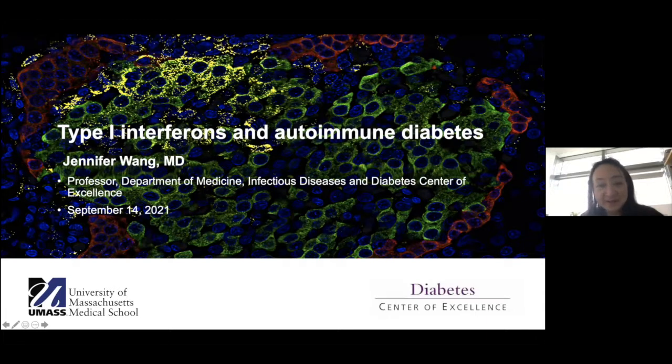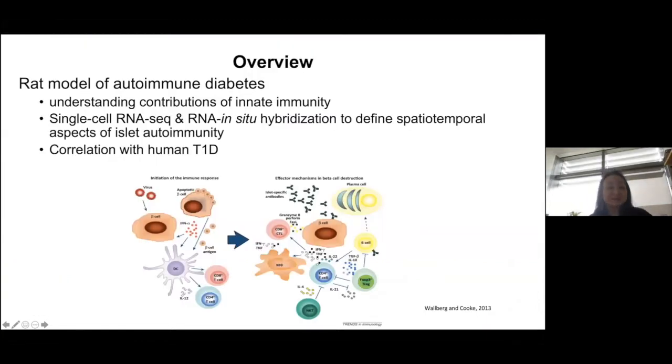So this first image I put up here is a rat pancreas in the pre-diabetic stages, and it's RNAscope, RNA in situ hybridization. And you can see the green here is insulin, and in this case, the yellow is CXCL10 and red is glucagon. And we can look at entire sections by scanning and zooming in and probing numerous different targets.